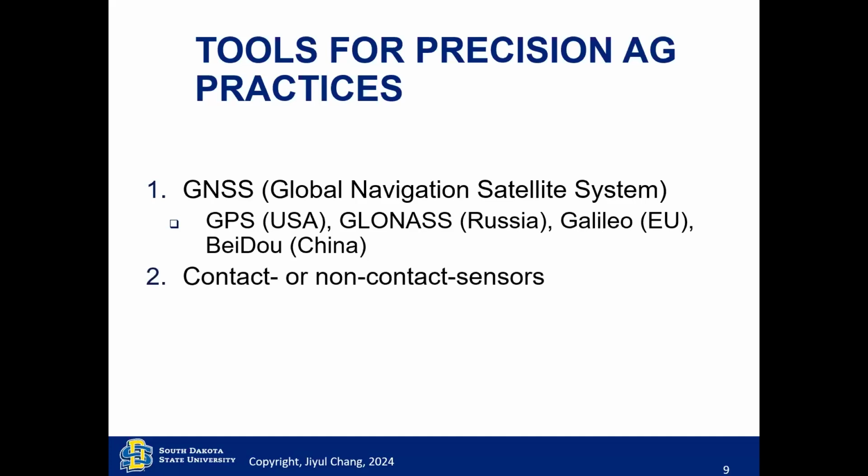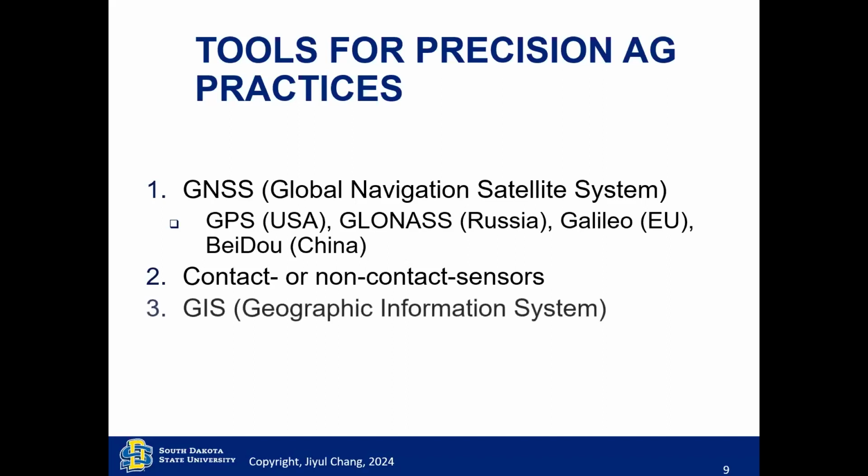Second is contact or non-contact sensors to collect the data from the field. There are many different sensors right now. Third one is GIS software. GIS stands for Geographic Information System. I hope many of you know SMS, developed by Ag Leader. SMS software is the most common agricultural GIS software right now. So if you use SMS, you can make many different types of maps for the precision agriculture practice.